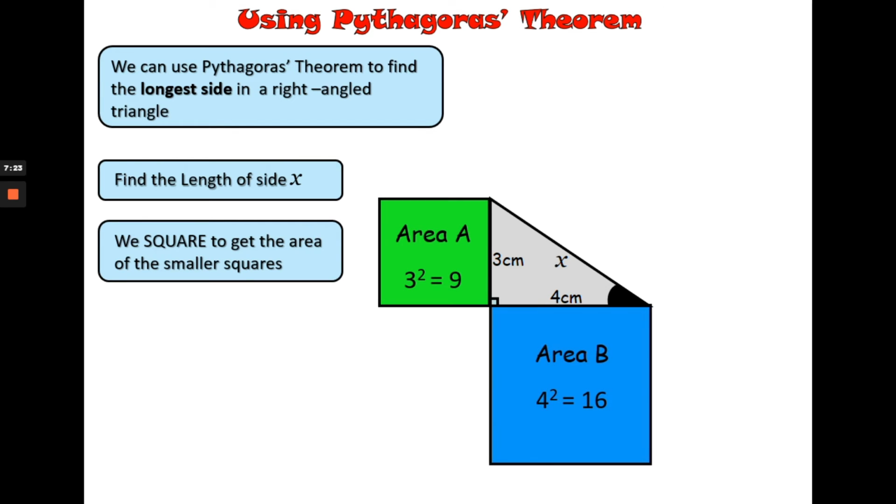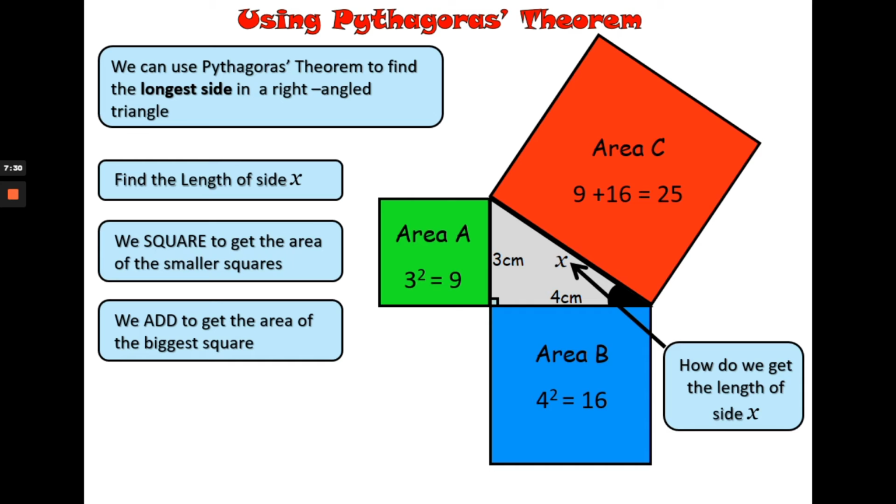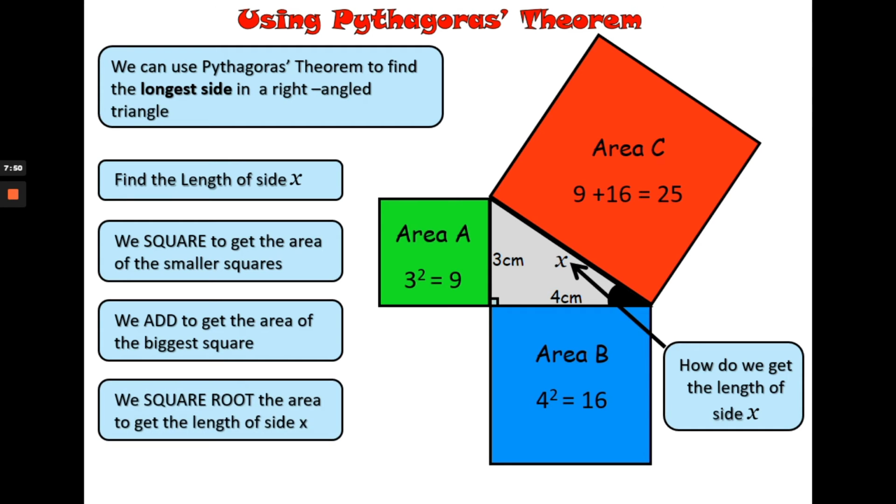9 add 16 equals 25. So in an exam, if you've got 9 and you've got 16 and you add them together to get 25, that would be c squared. How do I work out the length of x? So what is the opposite of squaring? And the answer is you do a square root. So if you do the square root of 25, it will equal 5.